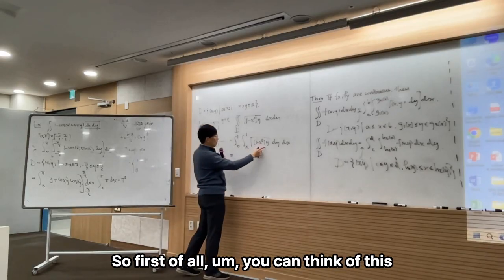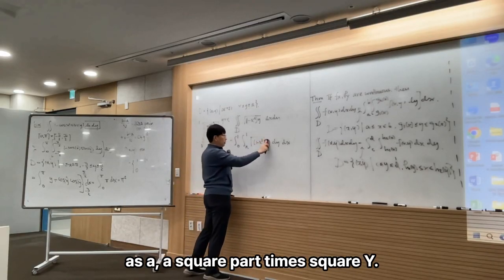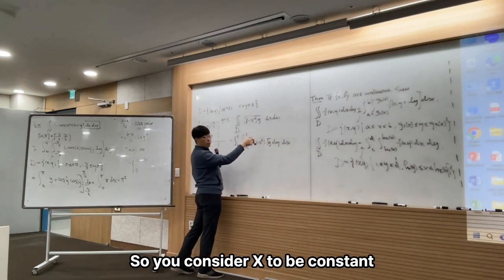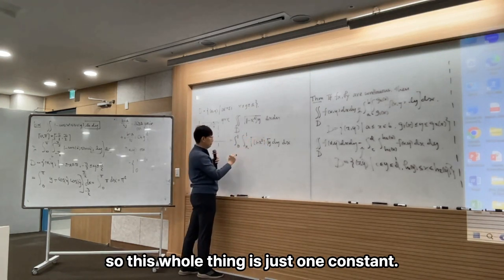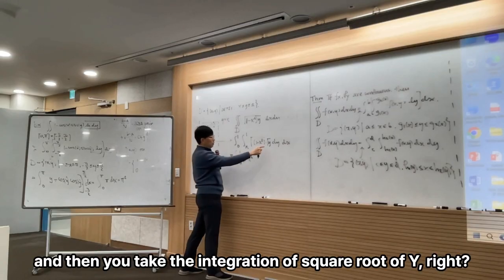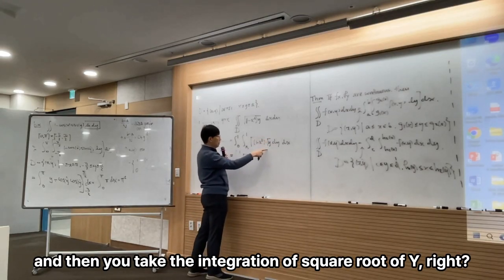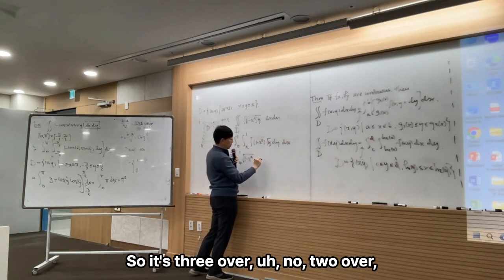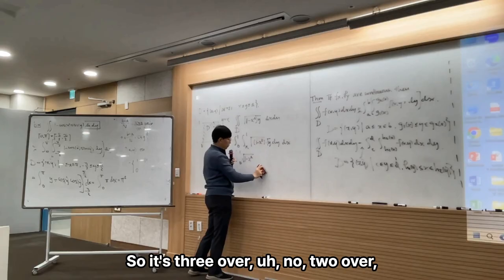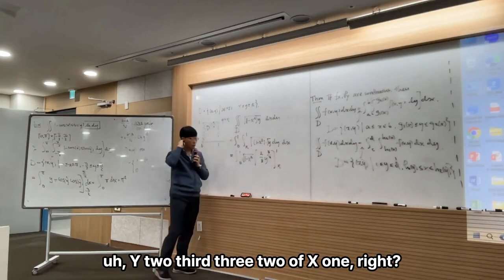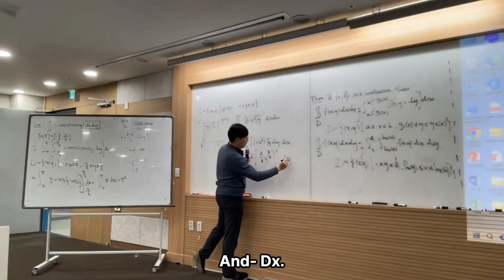So first of all, you can think of this as the square root part times square root of y. You consider x to be constant, so this whole thing is just a constant, 1 minus x squared, that comes out. And then you take the integration of square root of y, right? Since x is always positive, it's okay to put x here, so it's 2 over 3 y to the 3 over 2 from x to 1, right? And dx.